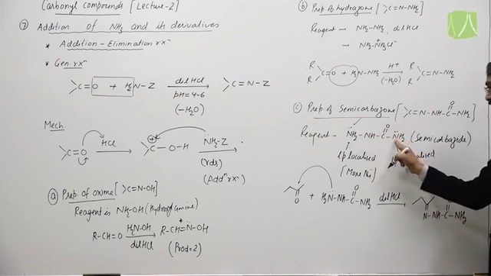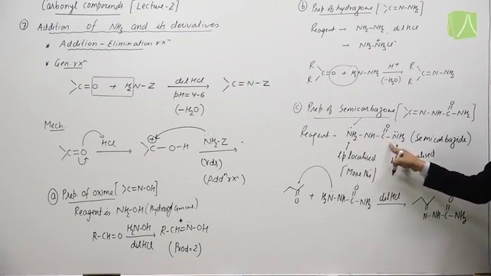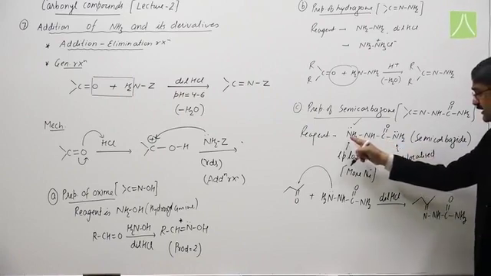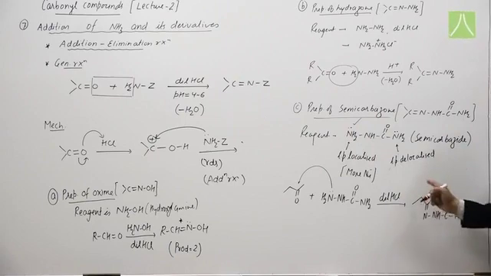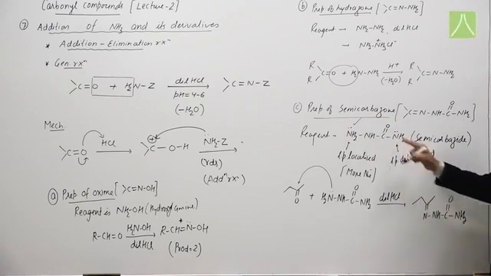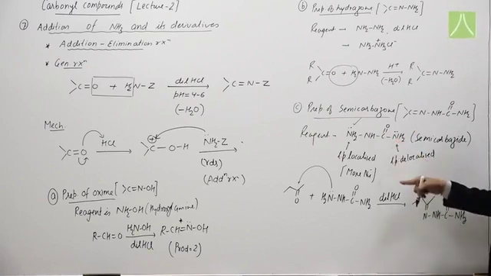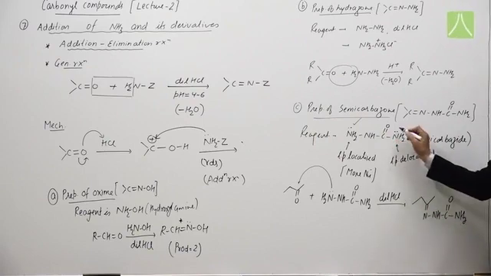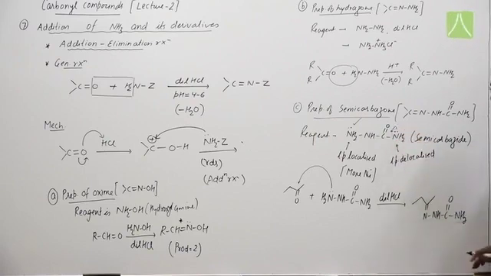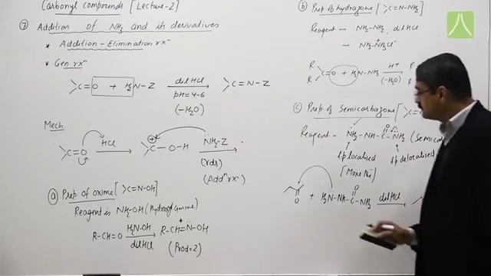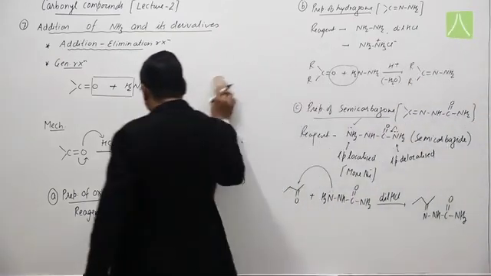In semicarbazide, there are two NH2 groups. It was asked in many exams. So why does this nitrogen react in this reaction? Why can't this one? The reason behind this is that the lone pair of this nitrogen is delocalized. That's why it is less nucleophilic, and the first NH2 is more nucleophilic.